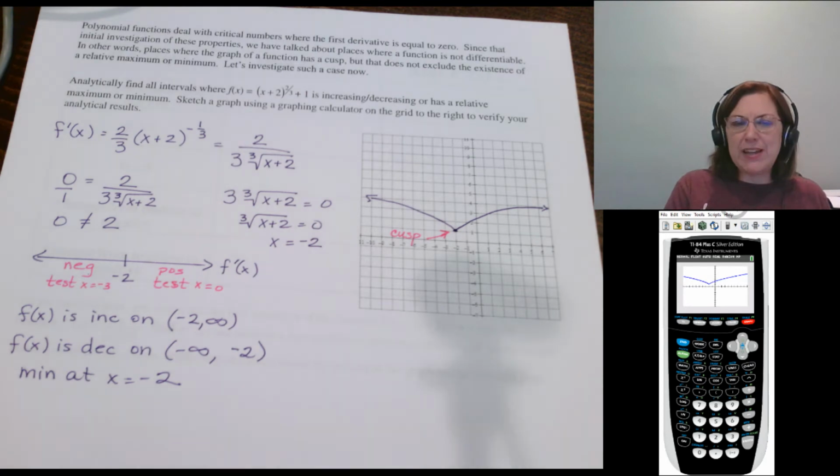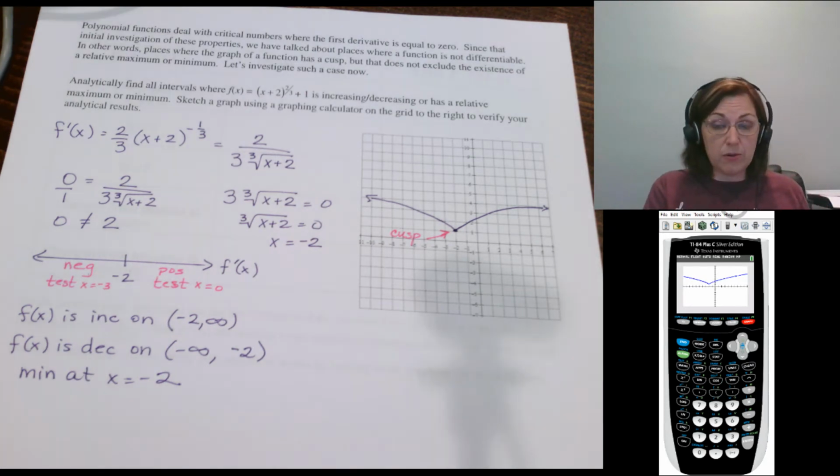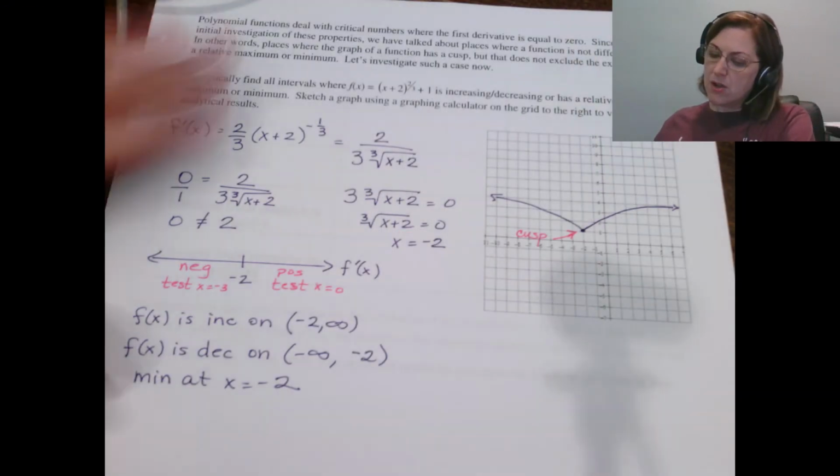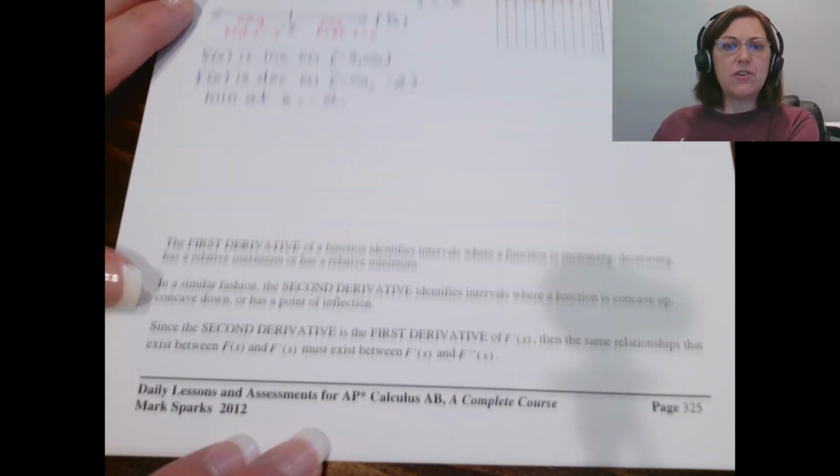So good things to look at for critical values are where the derivative equals 0 or where the derivative does not exist. So I'm going to switch back to our form. We've got a couple of things here of note that I think are very important.